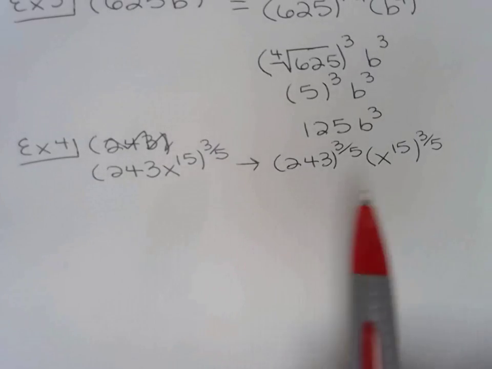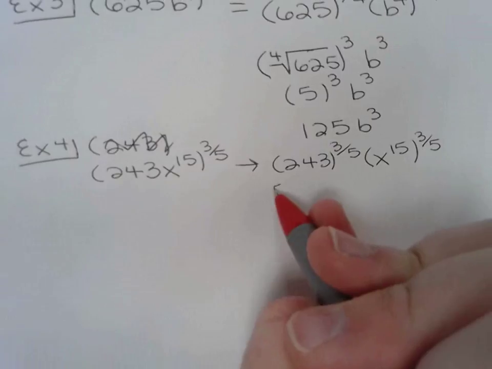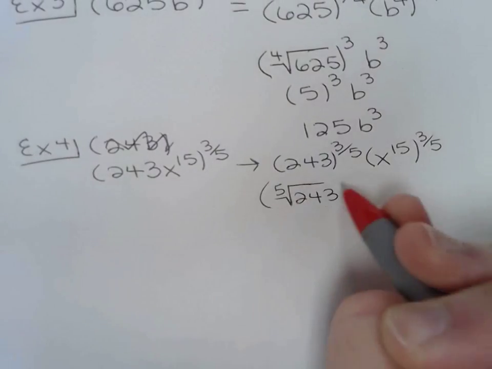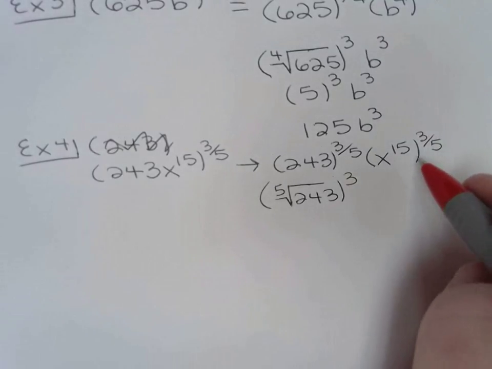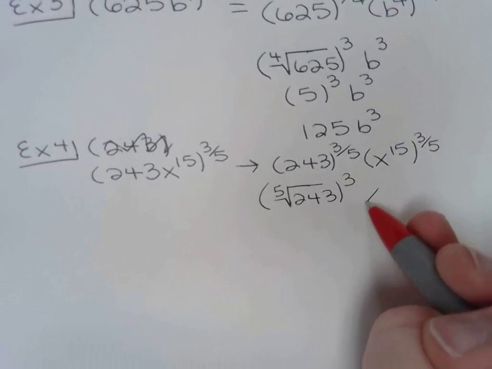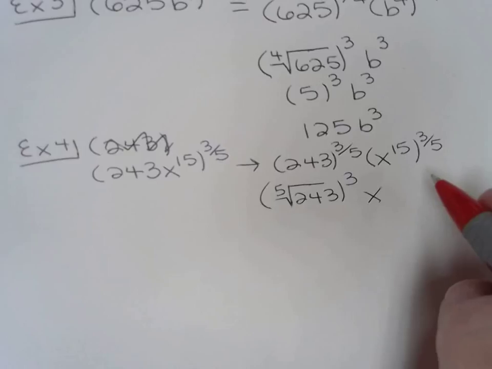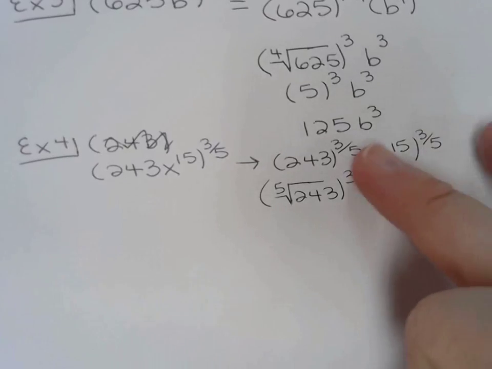Okay, 243 to the 3/5. What's going to be my root? So it's the fifth root of 243 cubed. And then your variable, you just multiply your exponent. So what's 15 times 3/5? Plug it in your calculator if you need to make sure you know how to do this. 9. 15 times 3/5 is 9. So that's easy. You just multiply the exponents.